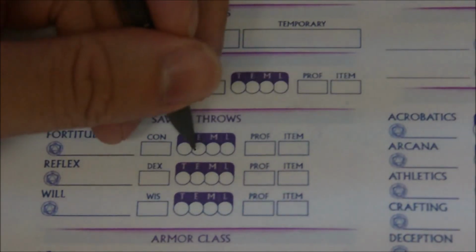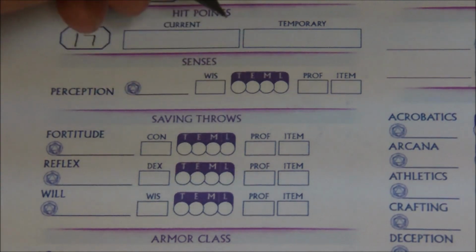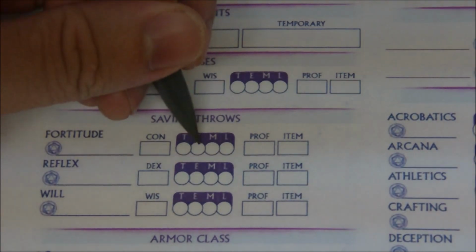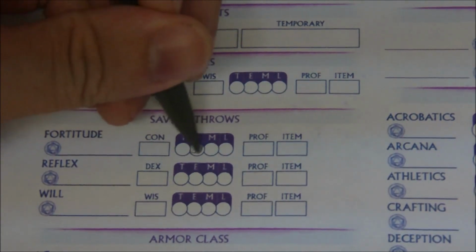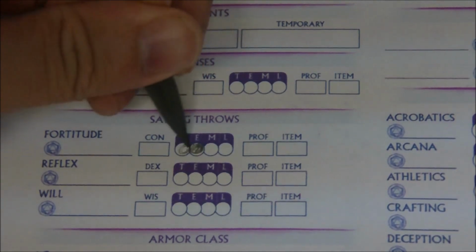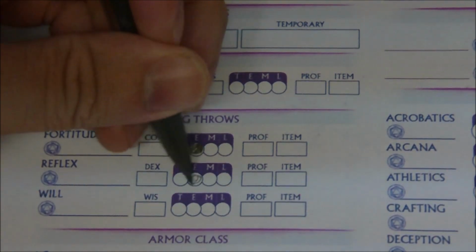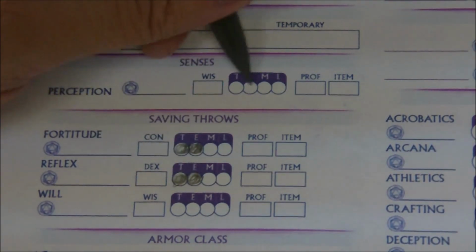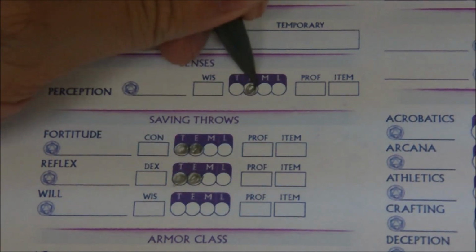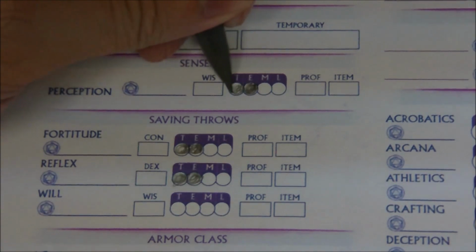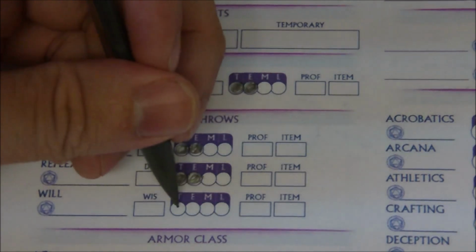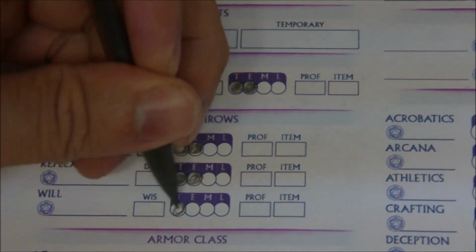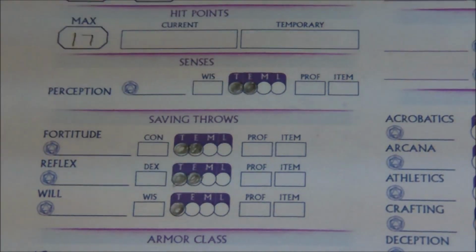But for fortitude and reflex, we're considered to be trained to the expert level. So I'm just going to basically shade both these circles in. Do the same here. We are also considered an expert in perception, not proficiency, perception. And we're considered trained in our will saves.